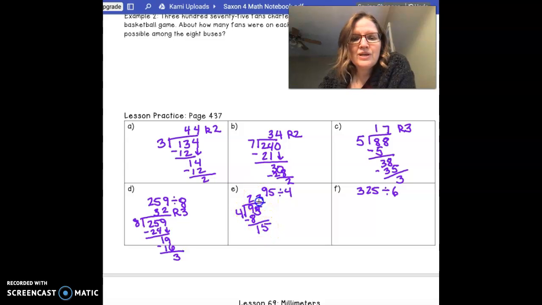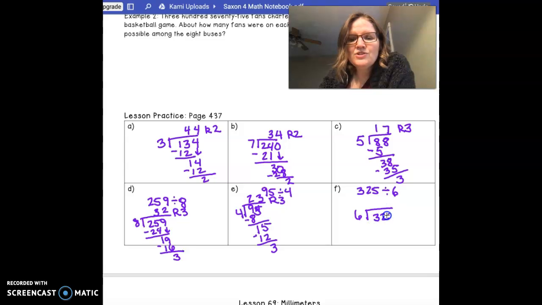This is 3. 3 times 4 is 12. And we subtract and we get 3. So 23, remainder 3. And finally, 325 divided by 6.